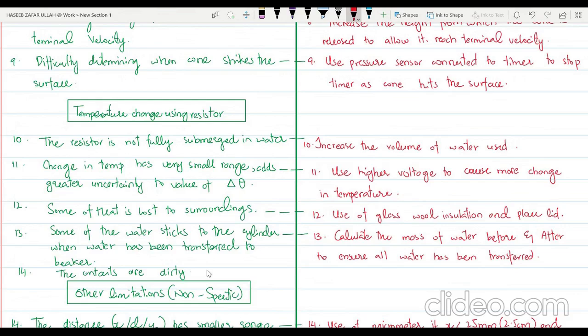So what we can do is calculate the mass of the water before and after to ensure that all the water has been transferred.